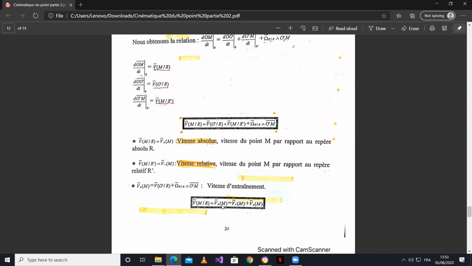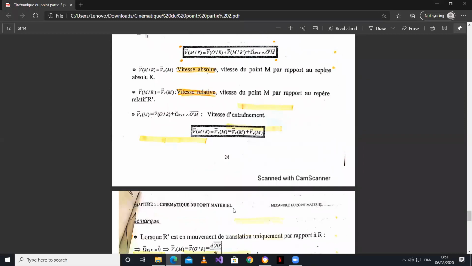We will know it's par rapport à R. Then we write vitesse with a small r outside. We'll know c'est la vitesse relative, meaning it's the vitesse of M with respect to that referential that's moving. And then you say vitesse with a small e down there, du point M. We will know that it is the movement of the mobile referential with respect to the referential that's fixed. And the absolute will give us now the total movement of the point that's been covered.